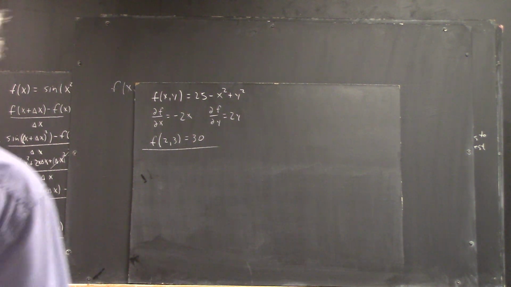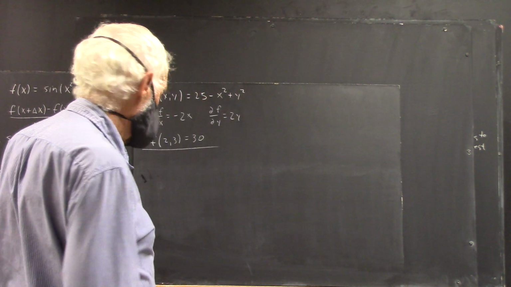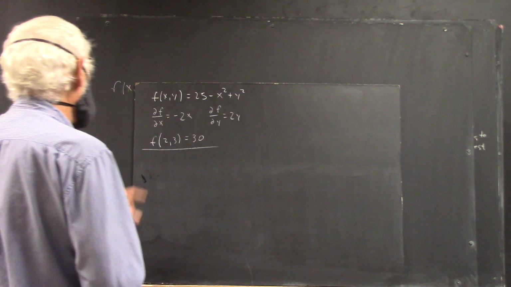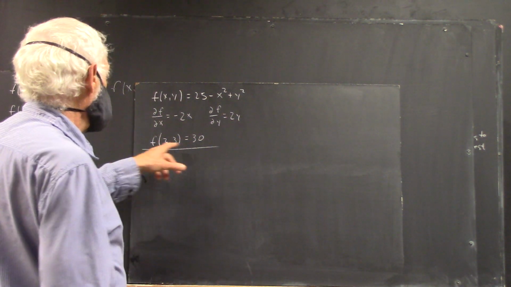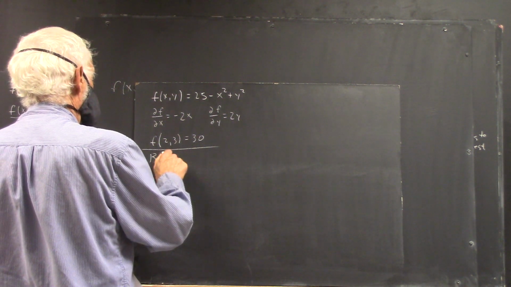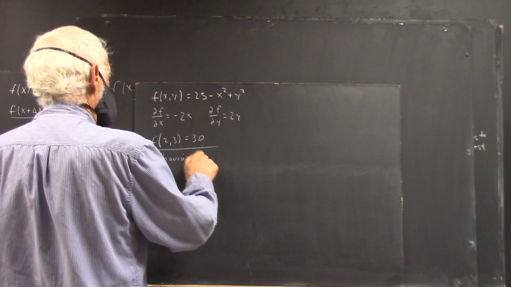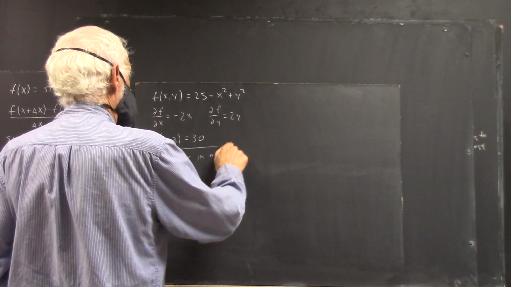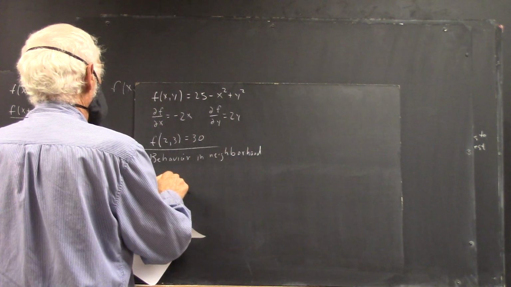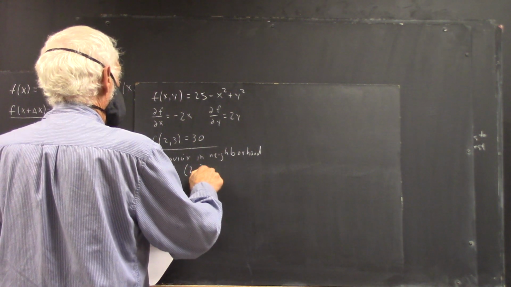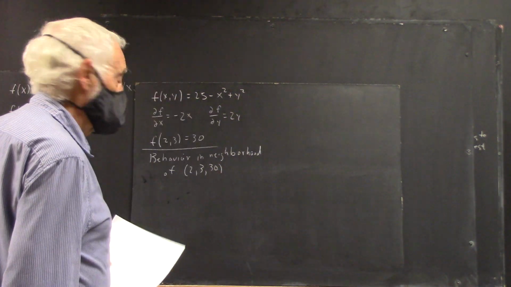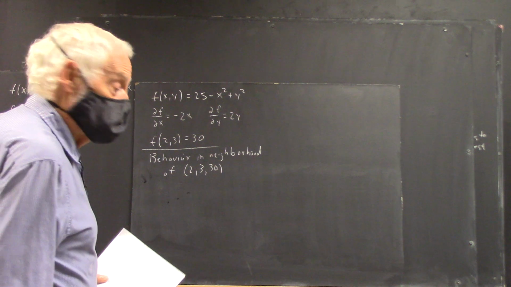Okay. Given a function f of x, y equals 25 minus x squared plus y squared, we usually calculate the partial derivatives with respect to x and y. And then at the point (2, 3), we find that the value of f is 30. So we're looking at the behavior in the neighborhood of the point (2, 3, 30). And here's pretty much all we need to analyze that behavior.